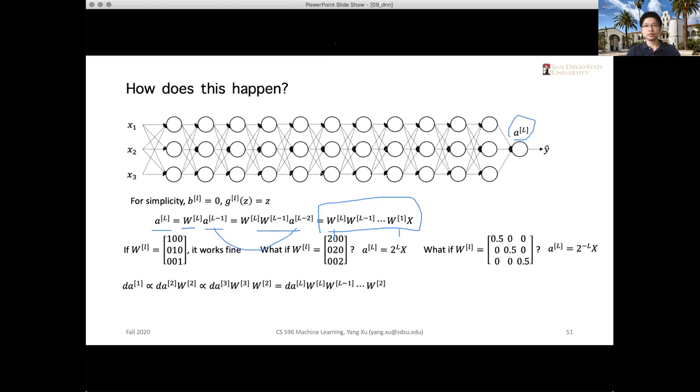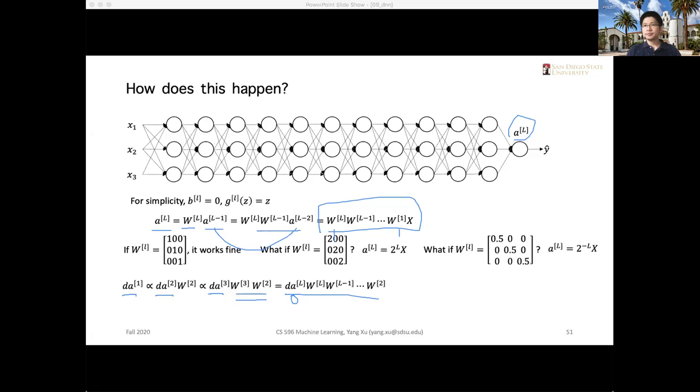Because by the rule of backprop, we know that the gradients for dA1 are proportionate to those of dA2, and dA2 is also proportionate to the values of dA3. We will have these chains grow longer and longer until we trace back to the gradients of the last layer, okay? So the same thing would happen to the gradients.